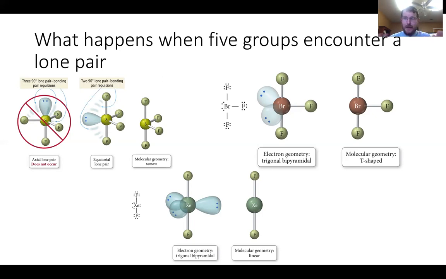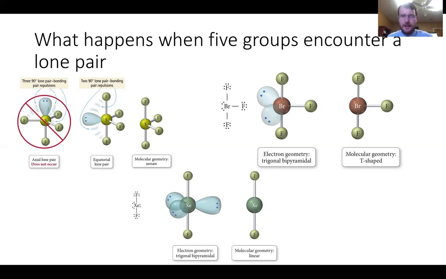5 groups with 1, 2, or 3 lone pairs. Lone pairs, in this section with 5 groups, have to go on the equatorial position. They cannot go on the axial positions because there's too much what's known as steric hindrance. There's too much clash. They're too close to each other. And so they have to go in the equatorial position. So when we do that, we get one of my favorite shapes. When we have 4 bonding groups with 1 lone pair, we get seesaw, right?